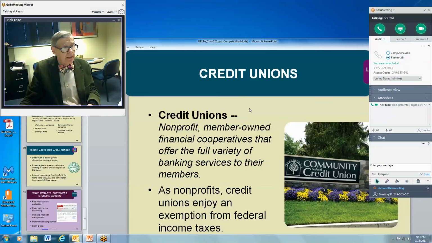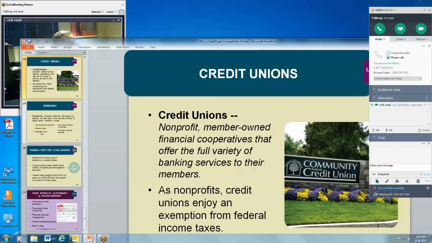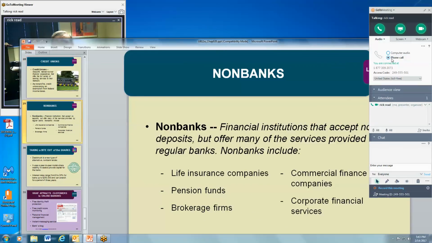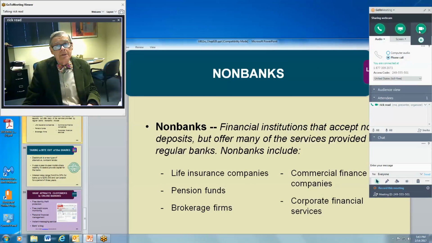Non-banks, we do the same thing. Life insurance companies, et cetera, pension funds, brokerage funds, et cetera. I'm not going to get into all these other than to tell you that those things are available. If you want to do business with a non-bank, you may need to check about whether or not your savings are federally insured, et cetera, et cetera. I would suggest they're probably not.